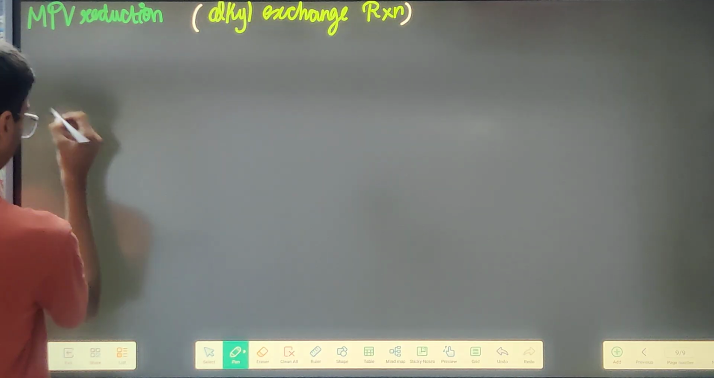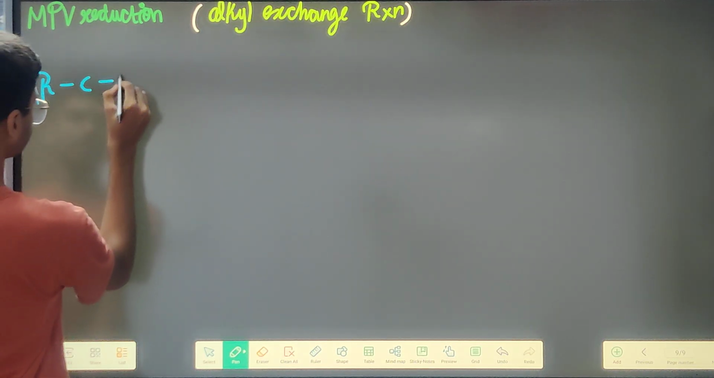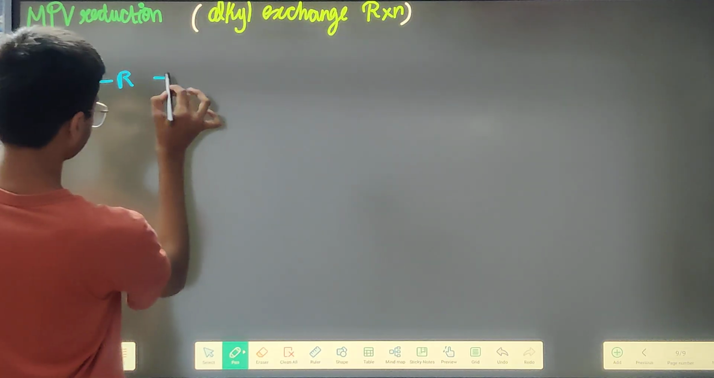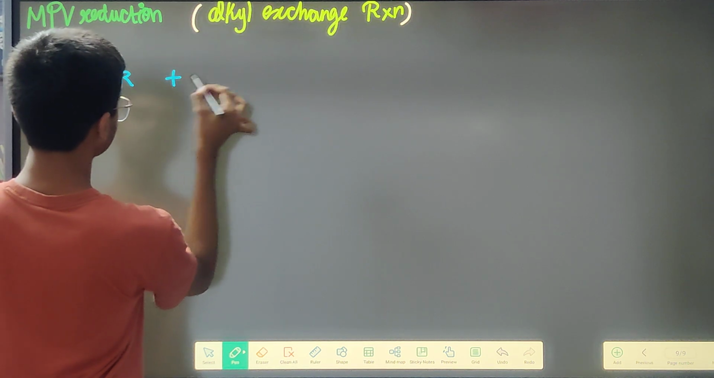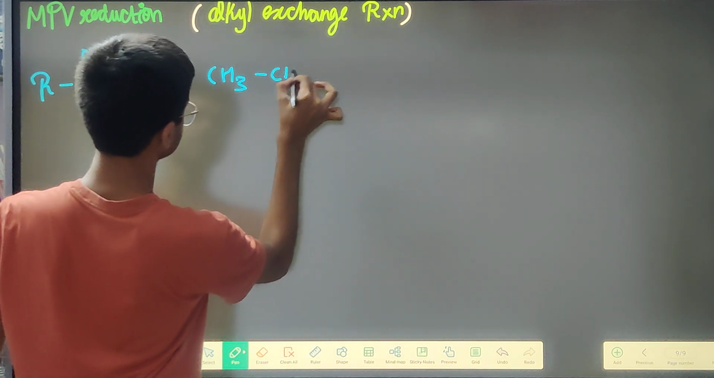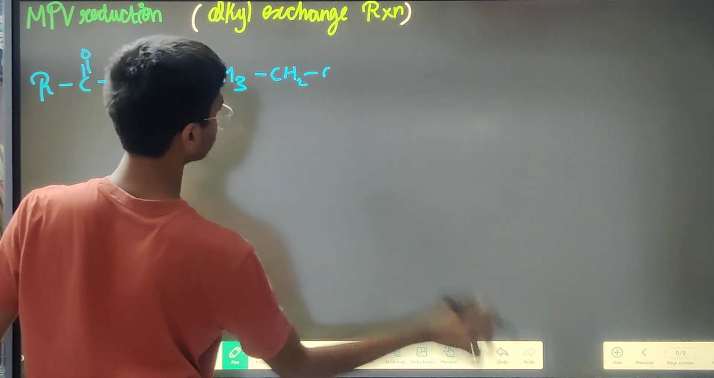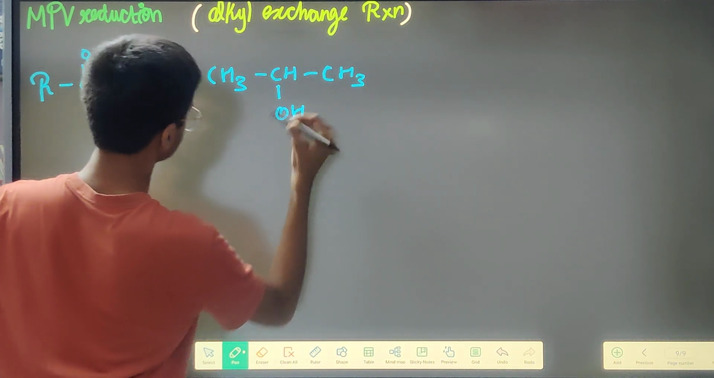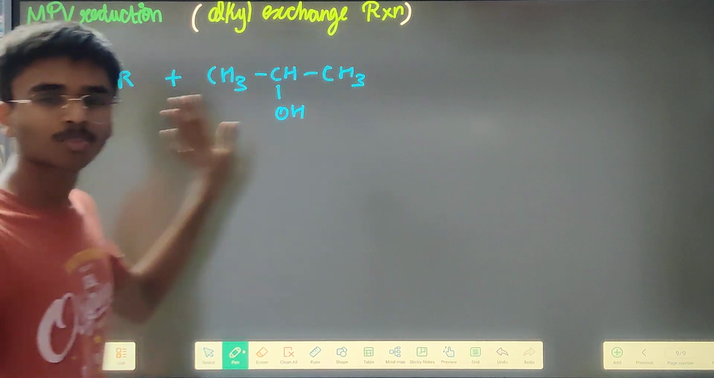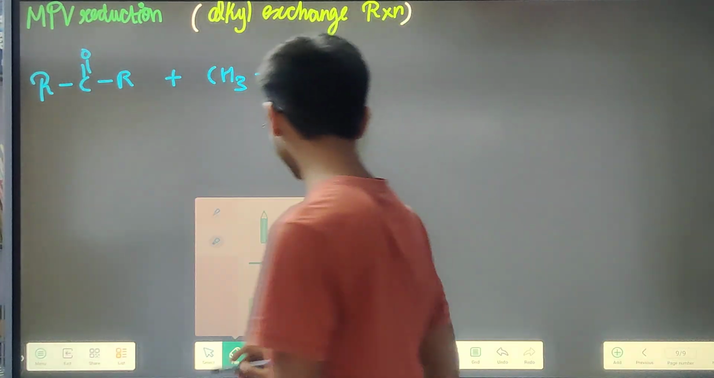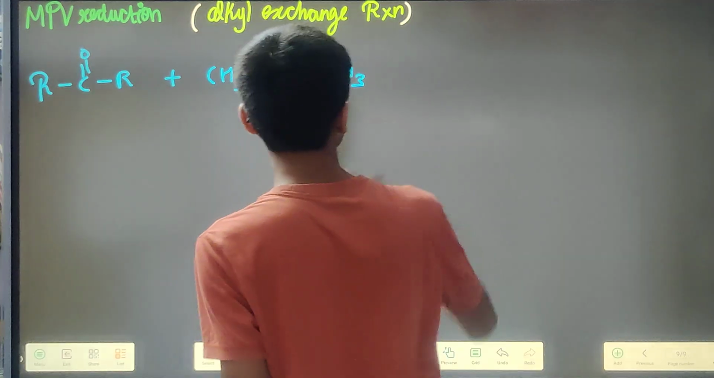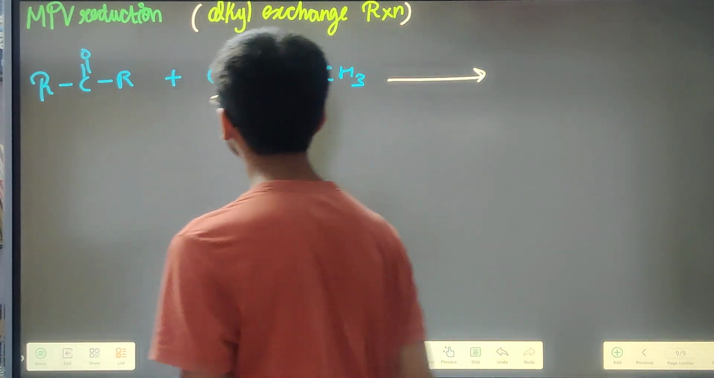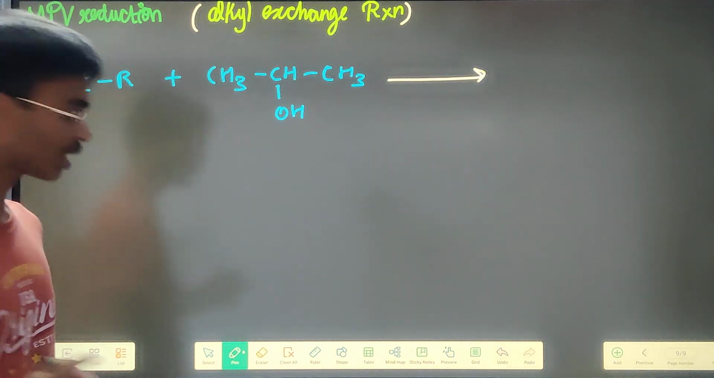Okay. See, now we are having R, C, R, double bond O. To this we are adding, you can add any secondary alcohol. So I'm having here CH3, CH, CH3, OH. So this is what your MPV is. See, actually MPV reduction, or we can also say this has exchange. You're just exchanging. Alkyl exchange reaction. That means alkyl is being exchanged. That's it.